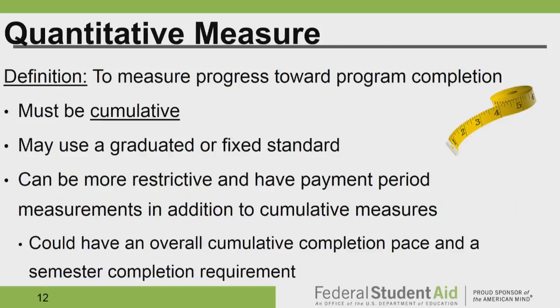The quantitative measure, as we mentioned before, is progressing toward program completion. Our goal here is that the student completes your program and graduates. We want to remind you again that the program here, we're talking about a cumulative standard. So again, graduated or fixed, you can decide how you are implementing this. We're giving you that flexibility once again. You can be more restrictive, and if you choose to have something that is based on your payment period, you might say you have to meet this standard at the payment period level, you have to meet this standard for the cumulative. As long as you have that cumulative review, that counts as a quantitative measure for our purposes.